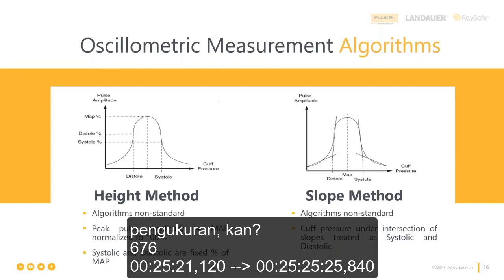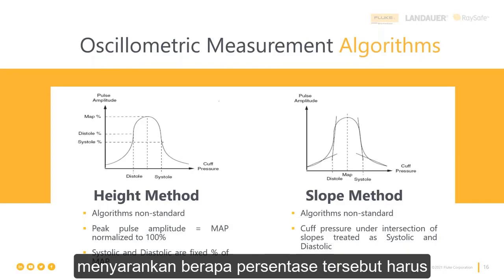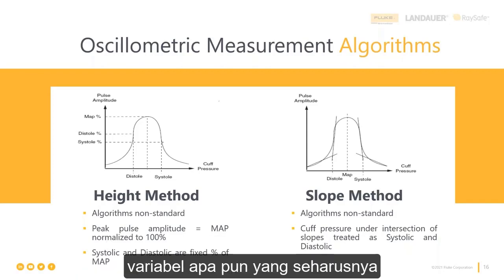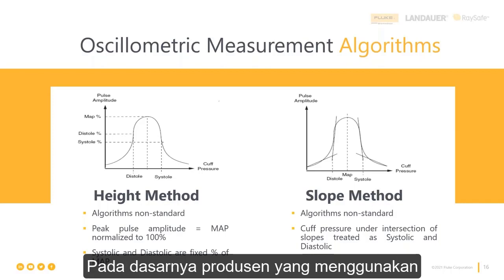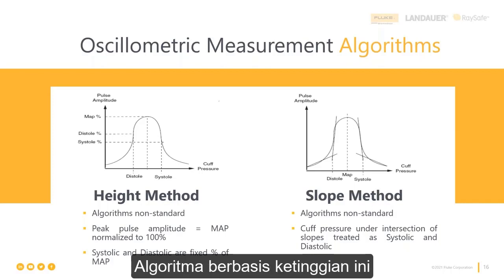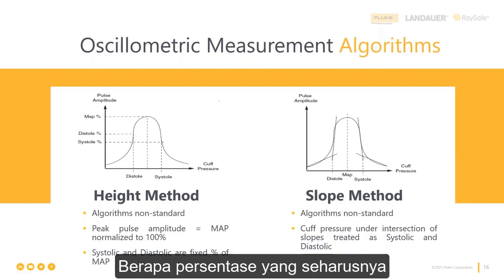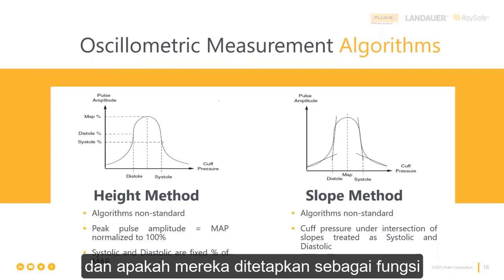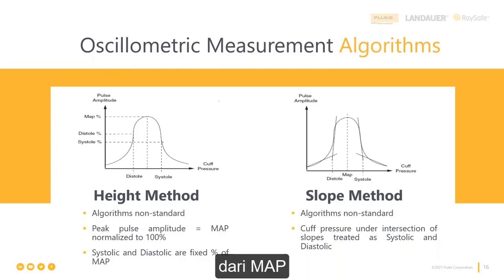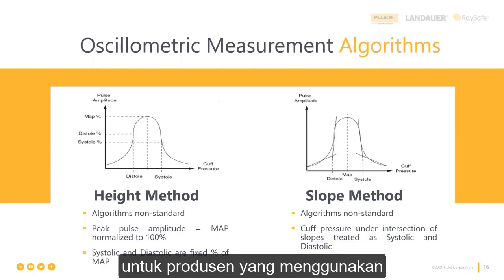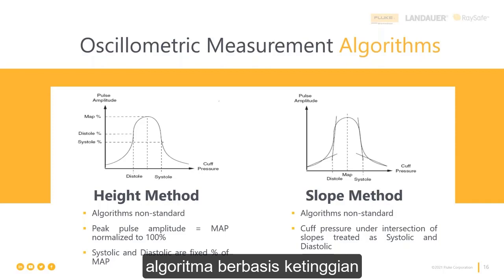And there's no standard to suggest what those percentages should be, right? Correct. If they should be fixed or variable, whatever they should be. Basically, manufacturers that are using this height-based algorithm, they've done their own clinical trials and drawn their own conclusions about what that percentage should be, and whether they're fixed as a function of MAP or not. So again, this is based on clinical data for manufacturers that are using the height-based algorithm.